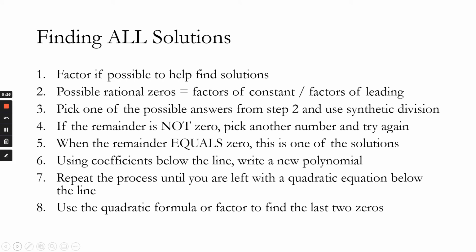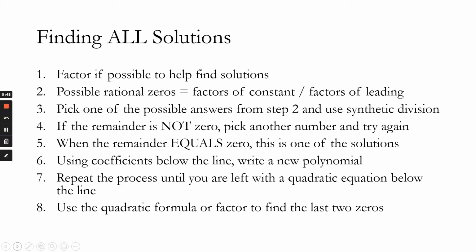All right, if you can factor right off the bat, if you can see an easy factor, that's going to be the easiest way to do this. Now, this next step, step 2, where it says possible rational zeros, we're going to find all the factors of the constant versus all the factors of the leading coefficient. So this is going to give us a big list of possible answers.